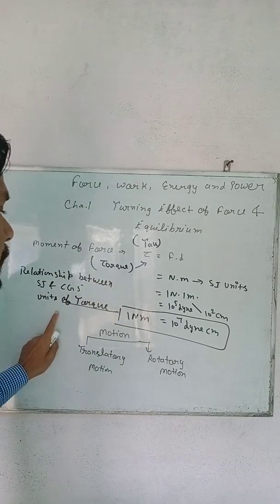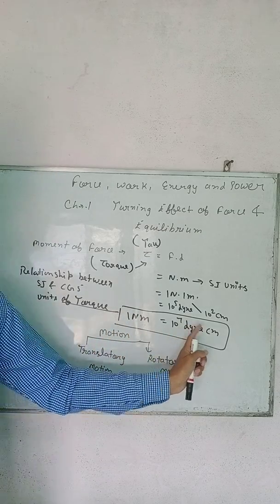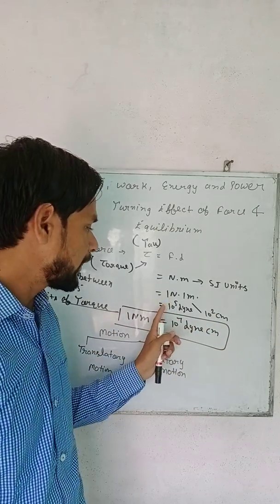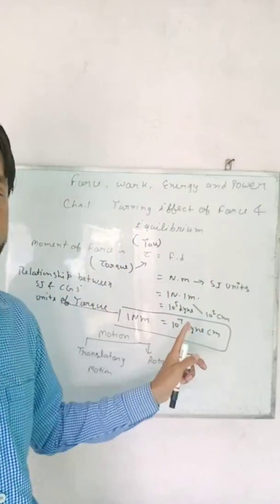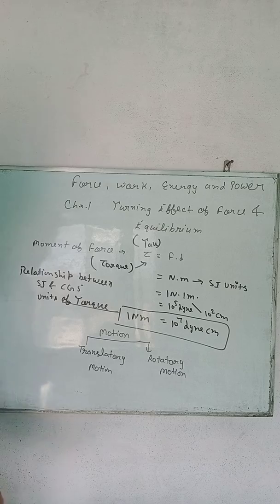The relationship between SI and CGS unit of torque: 1 Newton meter is 10 to the power 7 dyne centimeter. 1 Newton is equal to 10 to the power 5 dyne and 1 meter is equal to 10 to the power 2 centimeter.